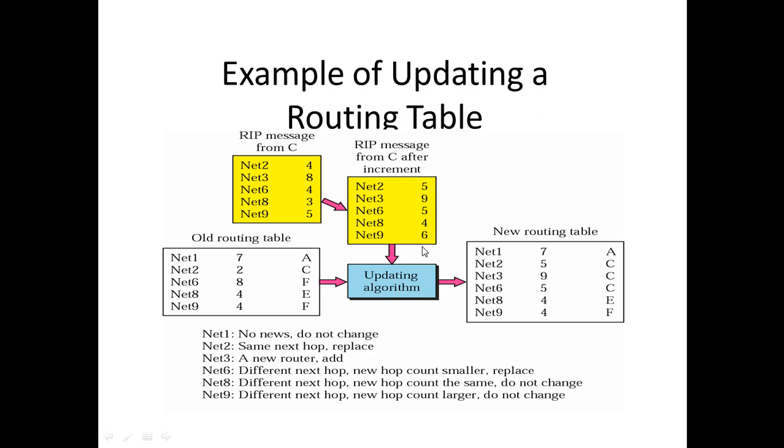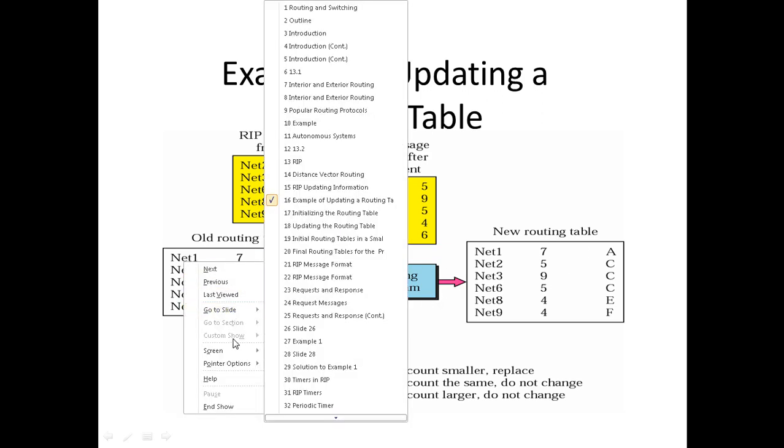So this is the same protocol, and this is an example of updating a routing table. You can see that this RIP message is from C, and this is the RIP message from C after the increment. So 4 becomes 5, 8 becomes 9, this 4 becomes 5, this 3 becomes 4, and this 5 becomes 6, and it will update the table.